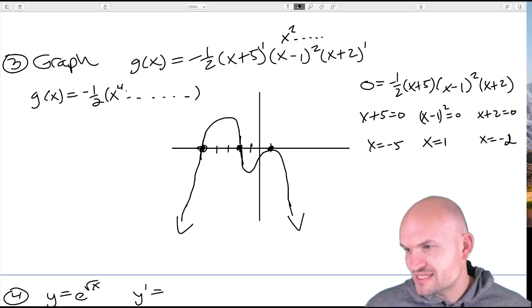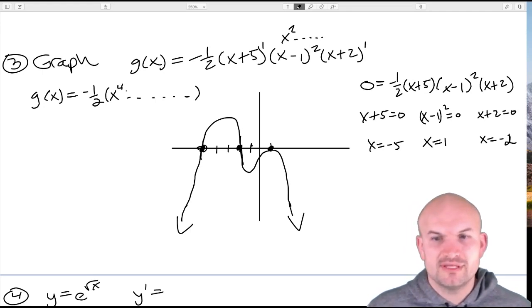4a minus 5 must be greater than or equal to 0. Yes, that is true.